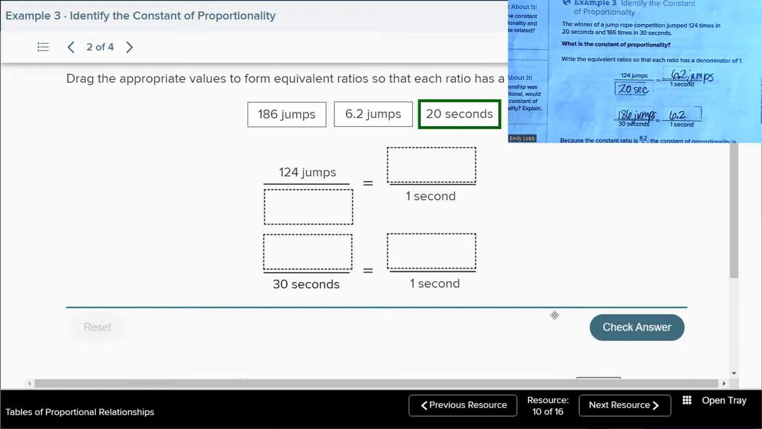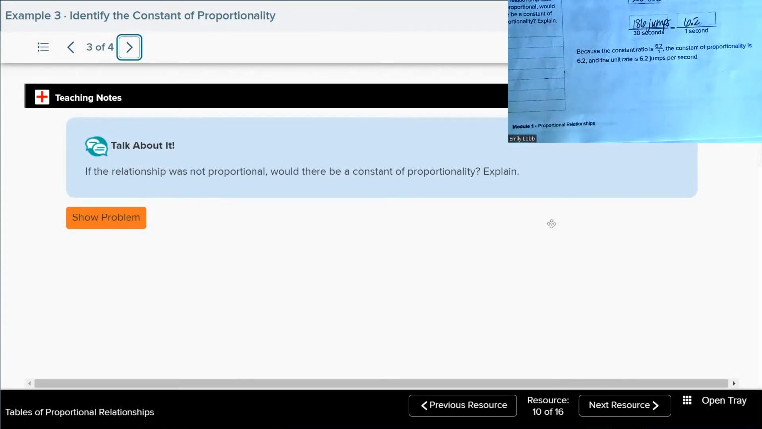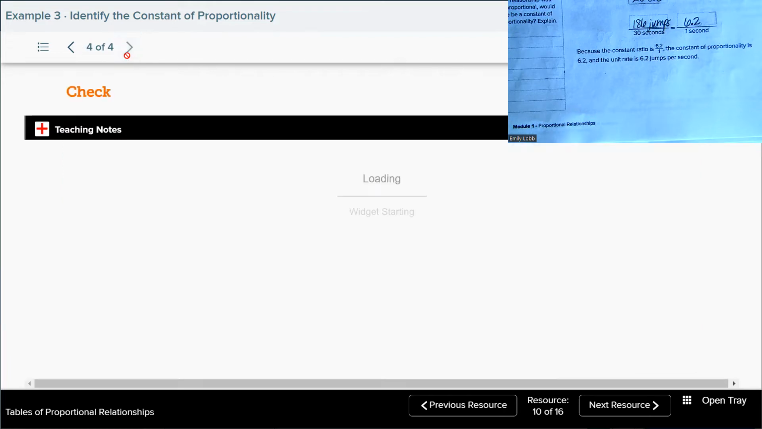Now, if the relationship was not proportional, would there be a constant of proportionality? If it's non-proportional, is what we're multiplying by constant? No, it changes. So there would not be one. Please don't bring down my wall. Thank you. All right, so no, right? There would be no constant of proportionality because we'd be having to multiply them by something different, something that does not stay the same. Something that does not stay the same is not constant.